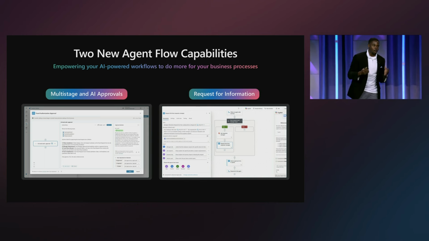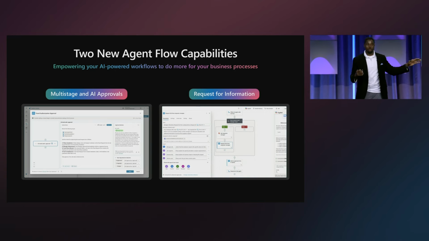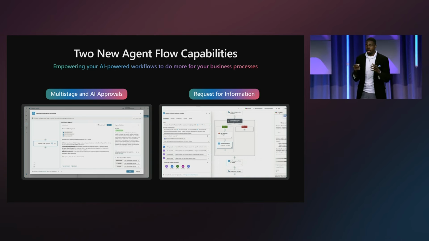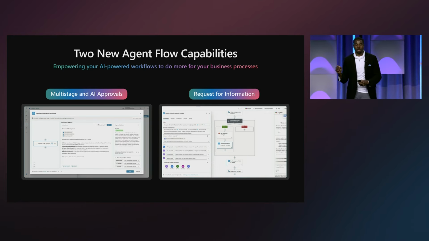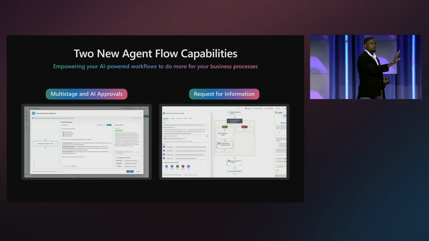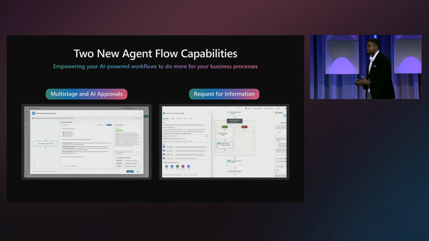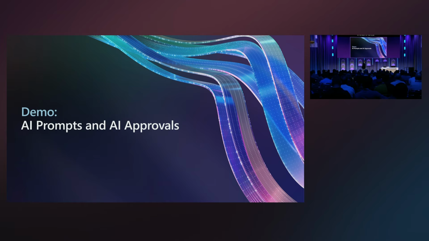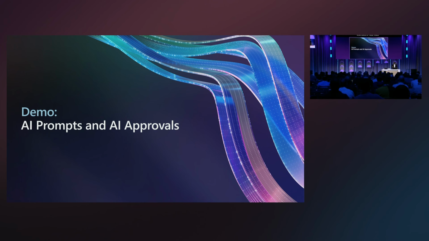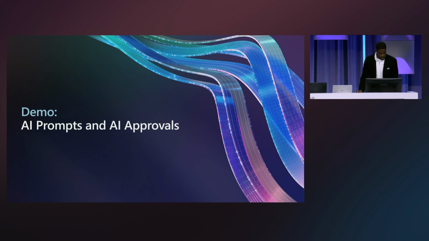And then secondly, we have request for information. This is actually the same action that powers the human-in-the-loop tool that I showed you in the agent. But here, you're able to add this to a deterministic flow. When the flow gets to that node, it pauses, sends a request to a human, gets that information, and then that information can be used downstream in the rest of the flow. So with that, now let's look at some more demos of these things in action. I know Joe spoke about AI prompts, and I'll show you a demo of AI prompts as well as AI approvals and requests for information. And let's do it.